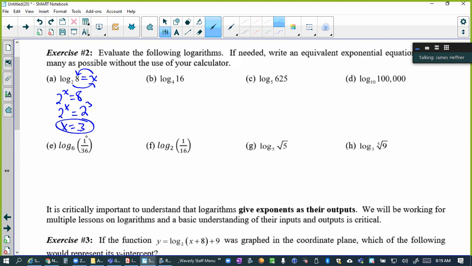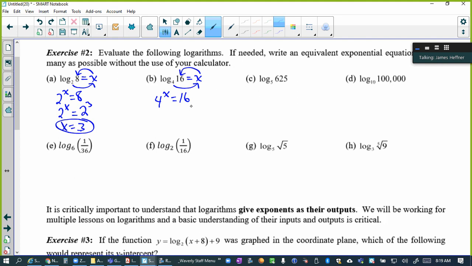So let's look at the next one. Log base 4 of 16. Let's say it equals x, right? You want to know what that means. So that means 4 to some power x equals what? Equals 16. Okay, so 4 to some exponent x equals 16.